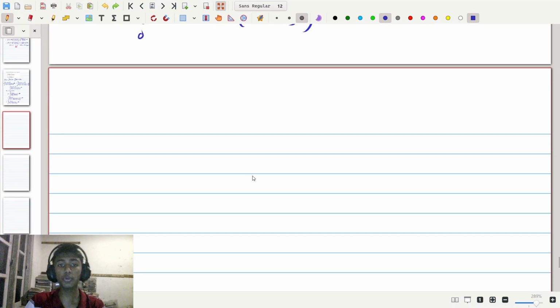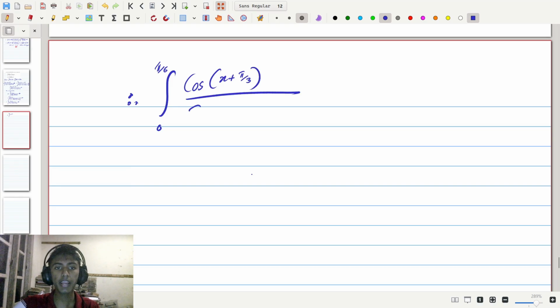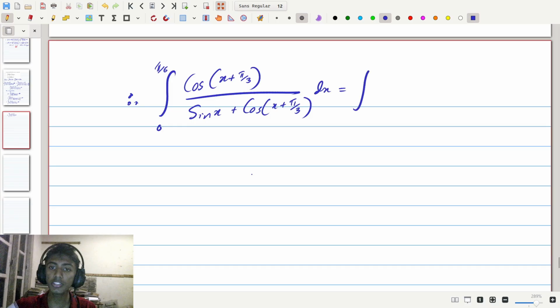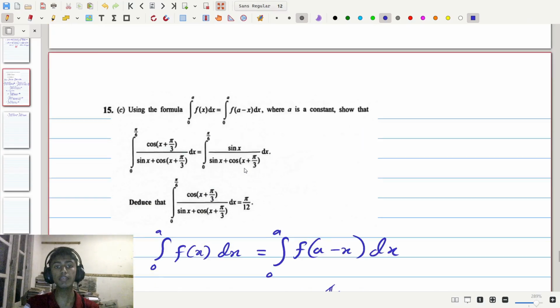So as a conclusion, we could say in the next line, therefore the integral from 0 to pi by 6 of the cosine of x plus pi by 3 divided by sine of x plus the cosine of x plus pi by 3 integrated with respect to x is equal to the integral from 0 up to pi by 6 of what we had earlier, which is the sine of x divided by the sine of x plus cosine of x plus pi by 3, all integrated with respect to x. So there we go, we have derived that part of our result.